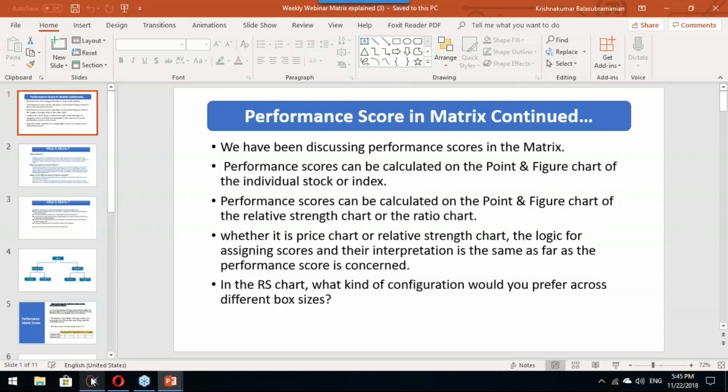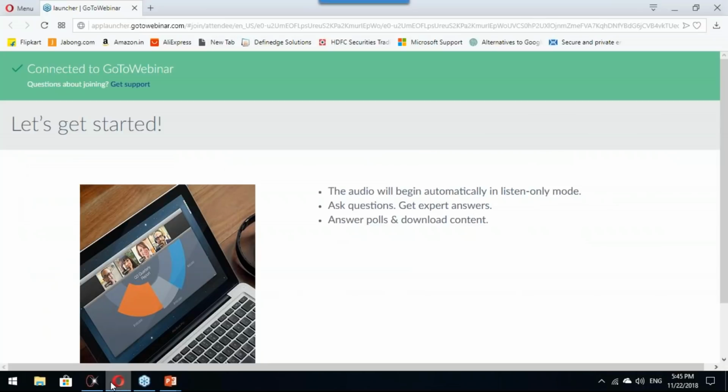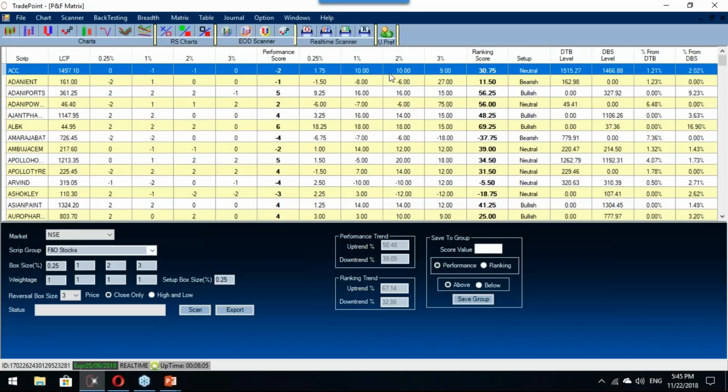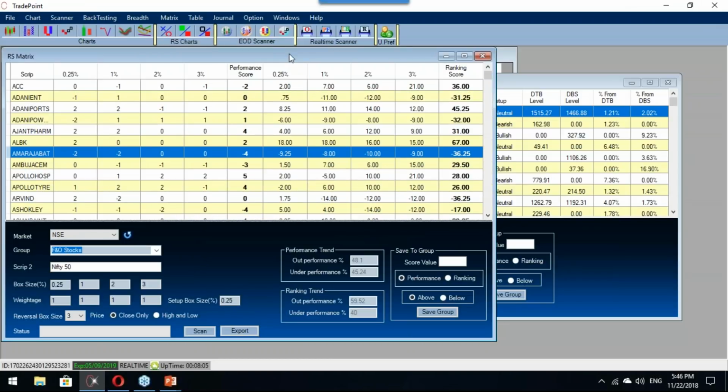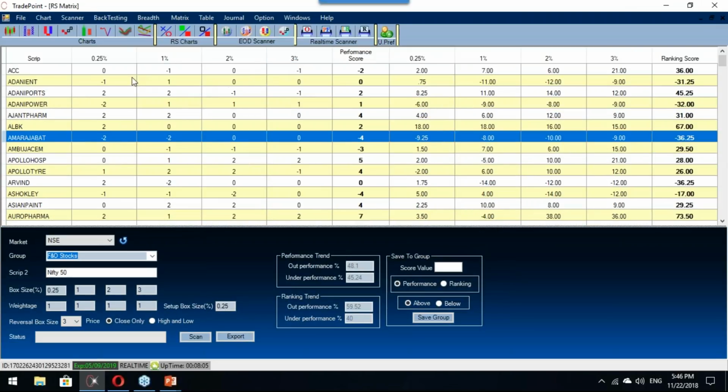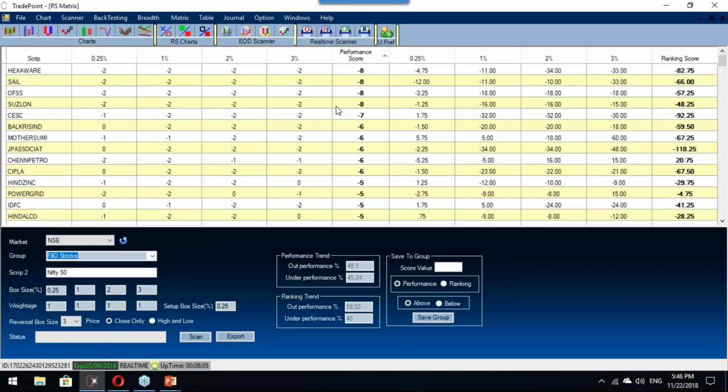Does it make sense, or does it sound too confusing? So what are we trying to achieve here? We are trying to collate intelligence from all the tools that we have. We started off with the relative strength matrix. So we have the individual performance of the stocks in relation to the Nifty. You can sort them in whichever order you want, and on top of it, you can import the performance scores of the individual charts.